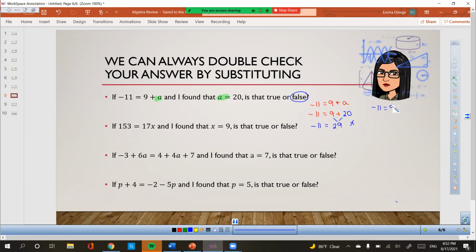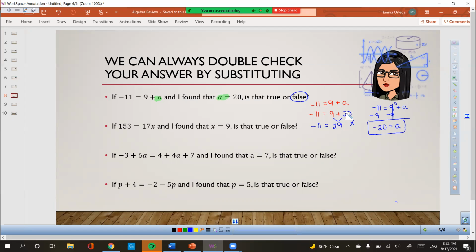Negative 11 equals 9 plus a. If I want to solve for a, all I have to do is move the 9 to the opposite side, right? To leave it by itself. So I use the opposite sign, minus 9, minus 9. That goes away, 9 minus 9 goes to 0. And what's negative 11 minus 9? That's negative 20 equals a, and I'm left with the positive a. So a should have been negative 20, not a positive 20.